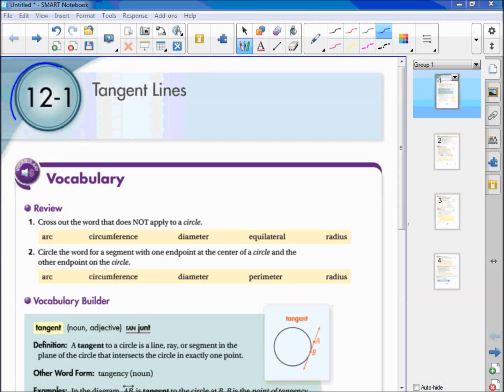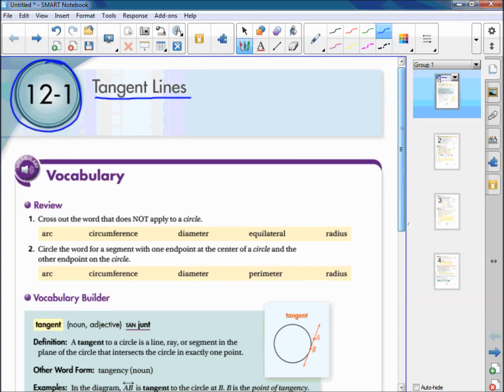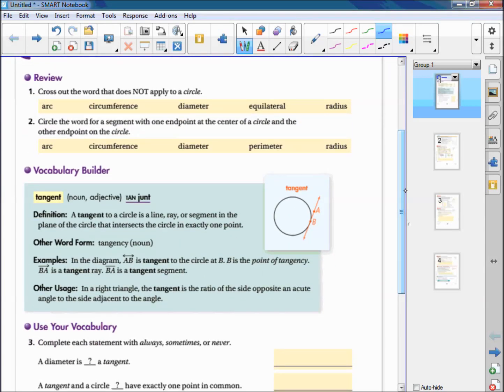Today we are covering section 12-1, tangent lines. So this is our last chapter for this year. We're covering all the properties of circles, and there are lots of them. So we want to make sure that we're paying close attention, and there's a lot of memorizing in this one, so make sure you're following along and studying every night.